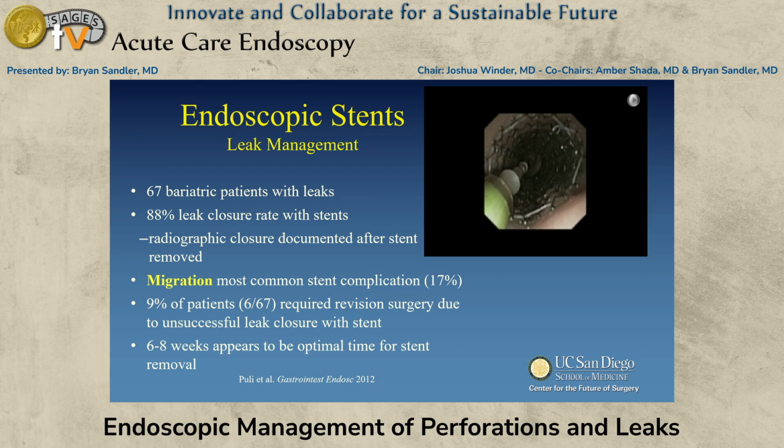Migration is a very common problem with stents and can be seen in upwards of 20% of patients with a stent. Stents can end up in all sorts of different places, requiring either emergent endoscopy to retrieve it or surgical intervention to remove a stent that's lodged where you don't want it. Between 6 and 8 weeks is the optimal time to remove it. Removal is done electively once the patient has shown that their leak is healed.